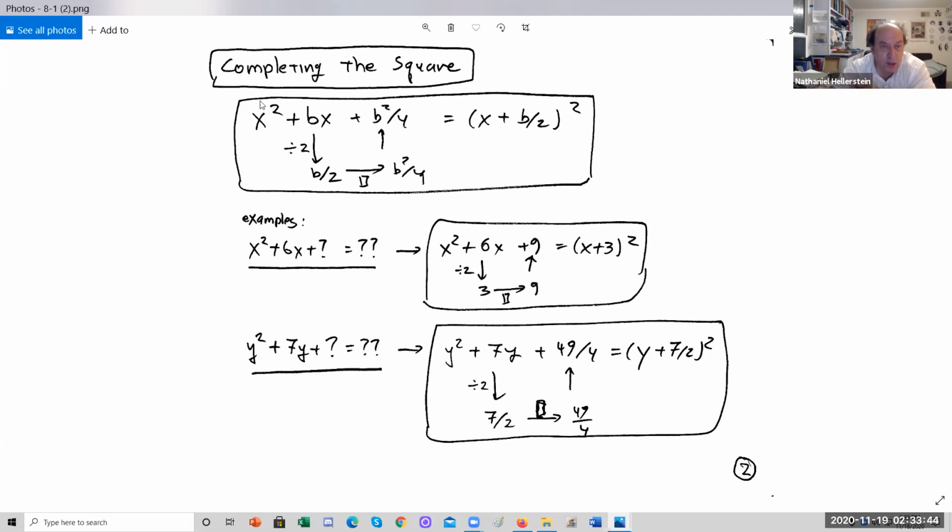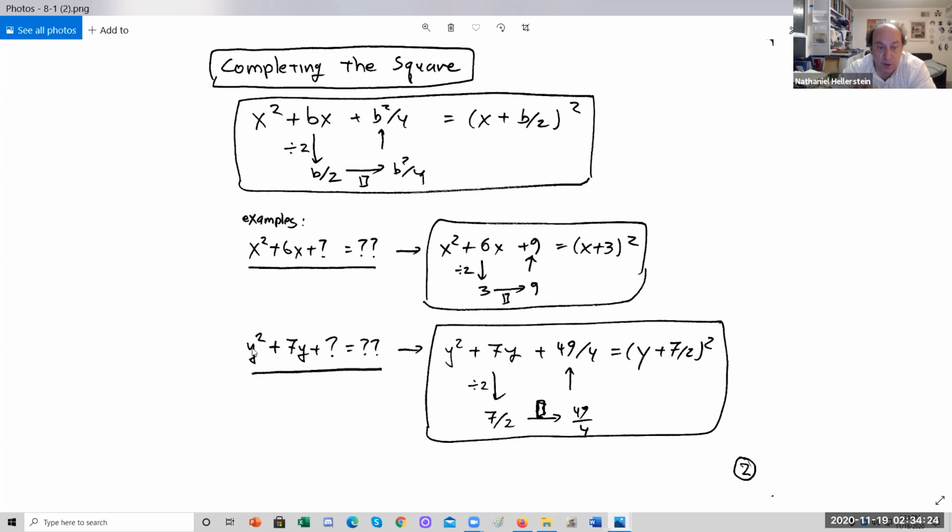Now, if you only have the x squared and the bx, you want to know what to add here and what you get here. Here's what you do. Take b, half of that is b over 2, that goes here. Square that, that's b squared over 4, that goes here. Going from here to something like this is called completing the square. So for example, x squared plus 6x plus what equals what squared? Well, we write down x squared plus 6x. Divide this 6 by 2 and get a 3, that goes here. Square that, you get a 9, that goes here. So x squared plus 6x plus 9 is the square of x plus 3.